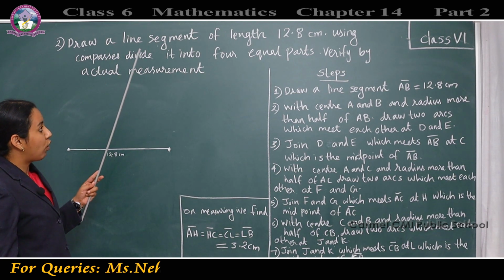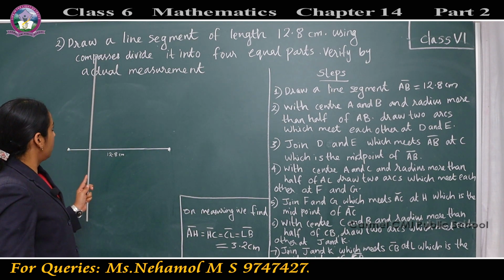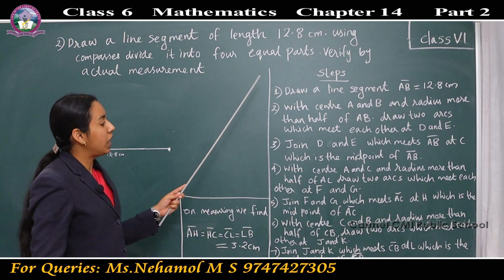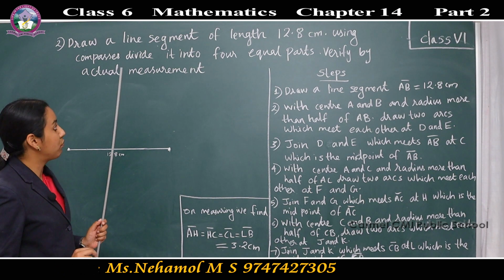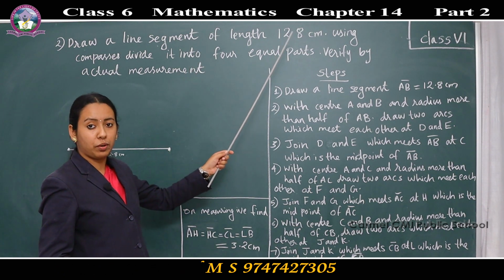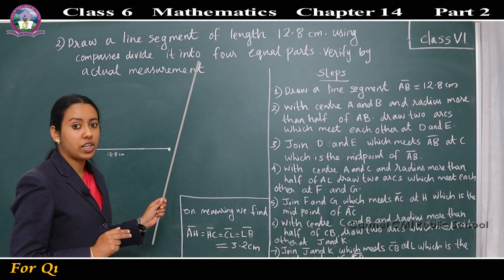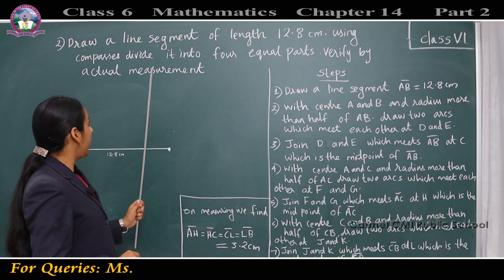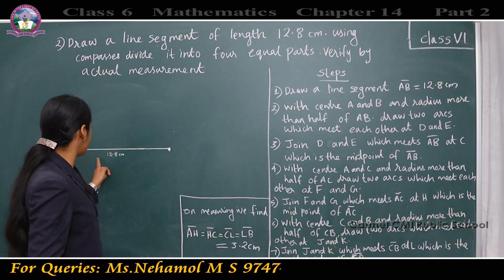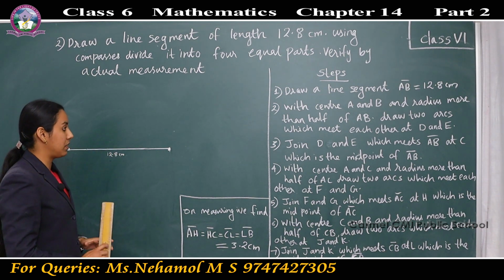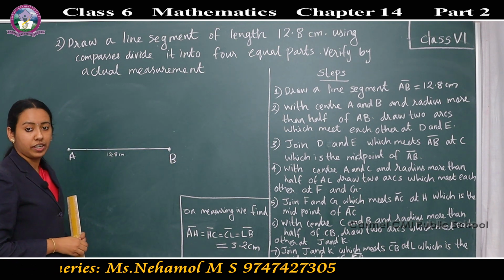Draw a line segment of length 12.8 centimeter using compasses. Divide it into 4 equal parts. Verify by actual measurement. What is the question? First we have to draw a line segment of length 12.8 centimeter. Then using compasses we have to divide it into 4 equal parts. Verify by actual measurements. How can we draw it? First we have to draw a line segment AB of length 12.8 centimeter.